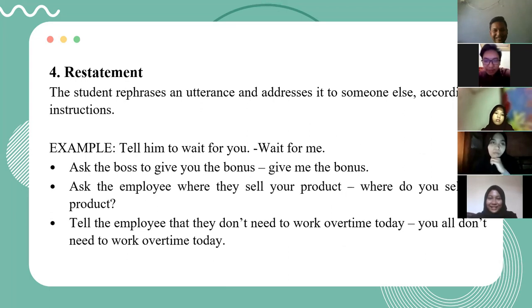The student, you, repeats an utterance and addresses it to someone else according to instruction. For example, I say to Yoga, tell him to wait for you. And then Yoga says, wait for me. And we would like to take an example. You can repeat after me. Ask the boss to give you the bonus. Give me the bonus.